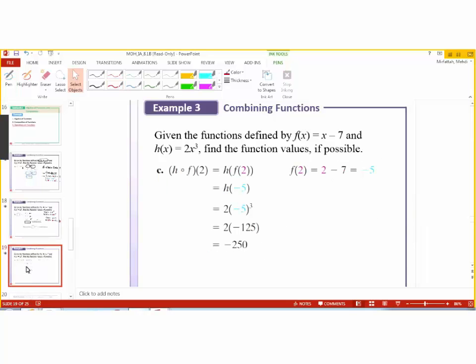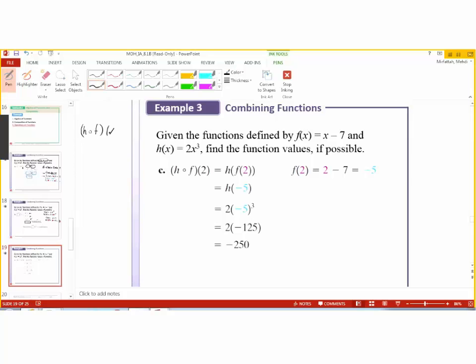Okay, good. So let's take a look at the next example here. This is a composition function. Remember we said the composition of h with respect to f of x is the same as h of f of x. So in this case, instead of x, you have 2.